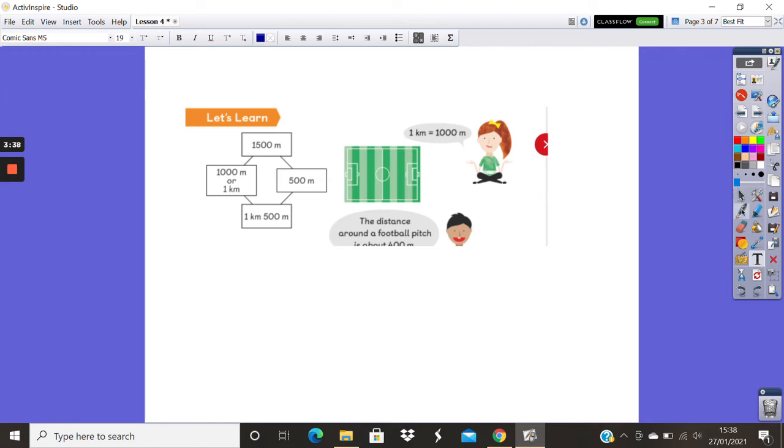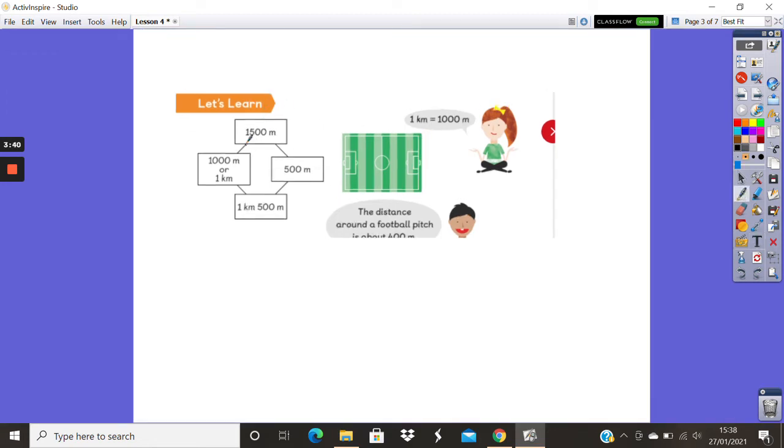If the race he ran was 1,500 metres, again, using that grid that we've been looking at over the last few days, you would put 1,500 metres up here. Then we would split that, so it would be 1,000 metres or 1 kilometre, because 1,000 metres is the same as 1 kilometre. Okay, and then you've got 500 metres left. You would then add 1 kilometre and 500 metres, which would give you 1 kilometre, 500 metres. So the distance around a football pitch was 1 kilometre, 500 metres.